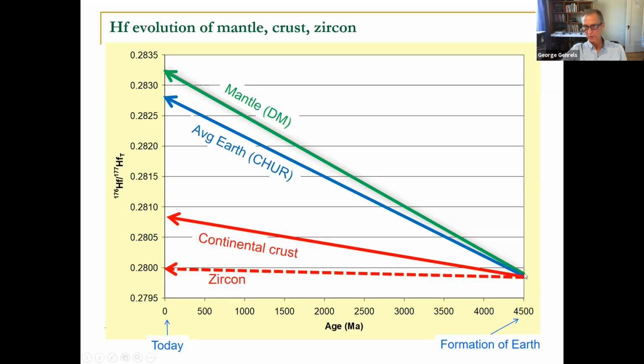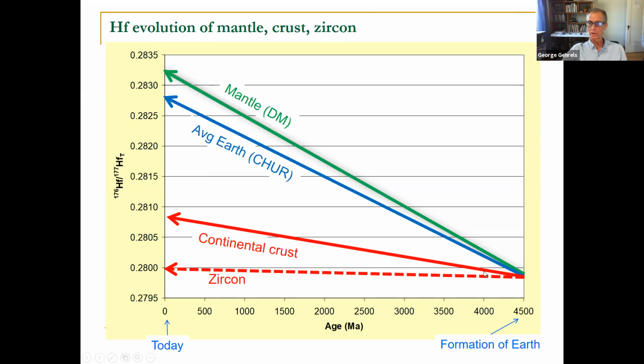Okay, so here goes the mantle. It has a lot of lutetium, right? So the 176/177 ratio is going to increase through time. You're going to get more and more 176 through time because the mantle does have lutetium. Everybody good with that?